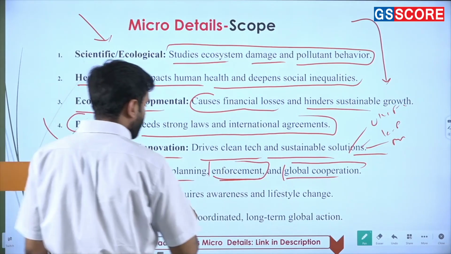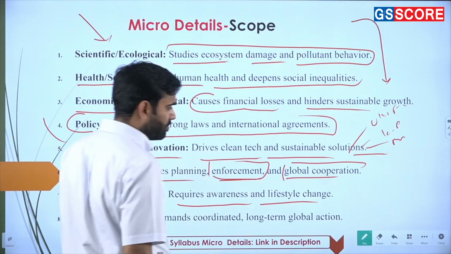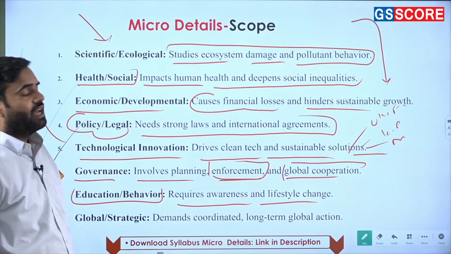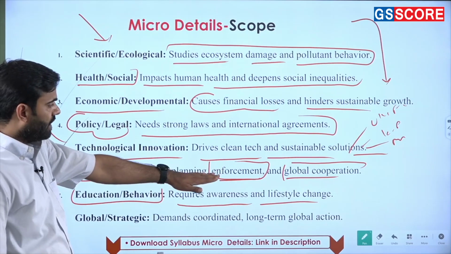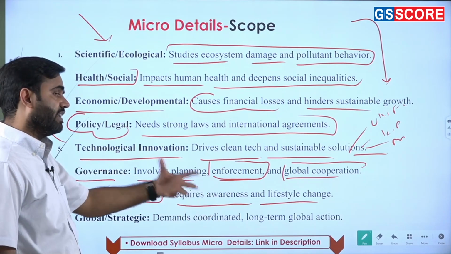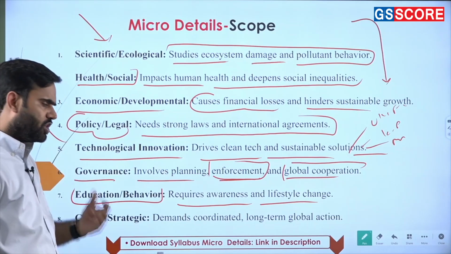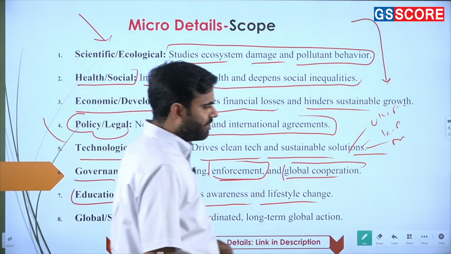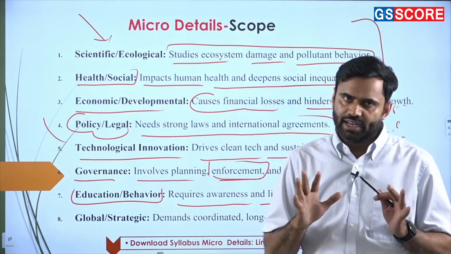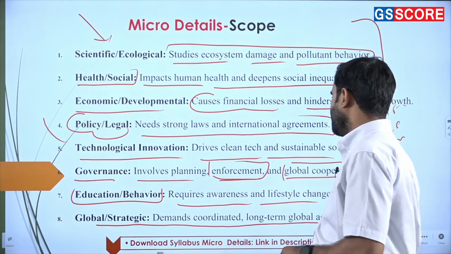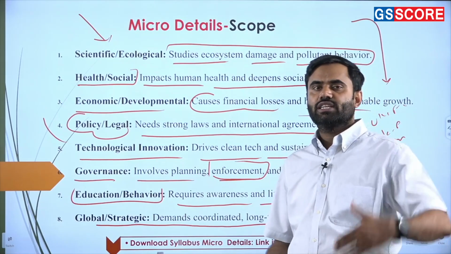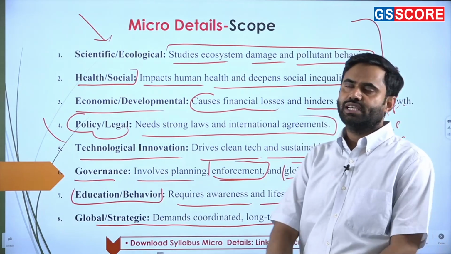one of the most important, require awareness and lifestyle changes, means you have to start from schooling education. And one of the most important is that when we have very weak enforcement of law, on the other hand there is very weak awareness. So remember this also, we have to work on awareness. Add this also to your notes. Next, global strategies, demand coordinated long-term global actions. You can add all these areas from the agreements, treaties and summits.